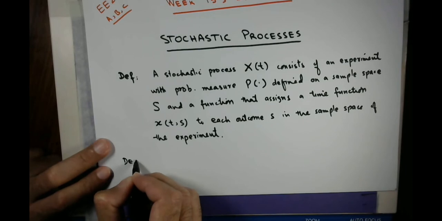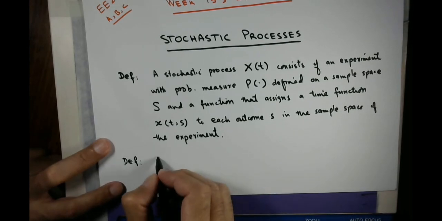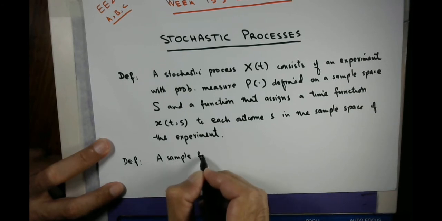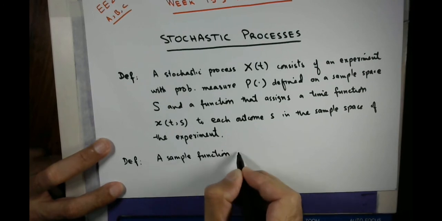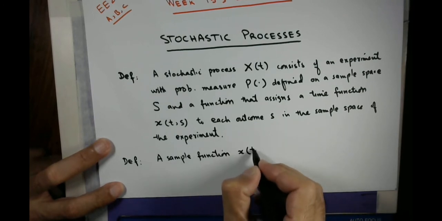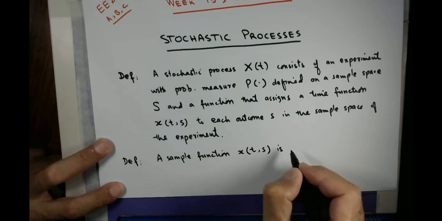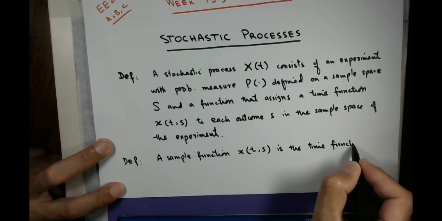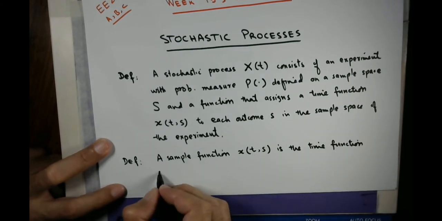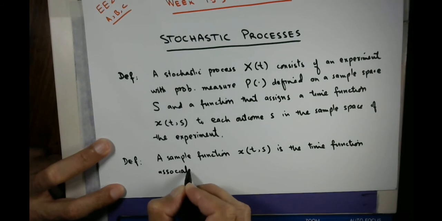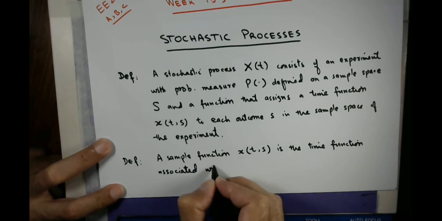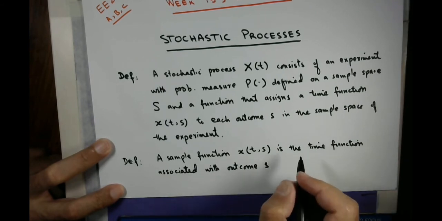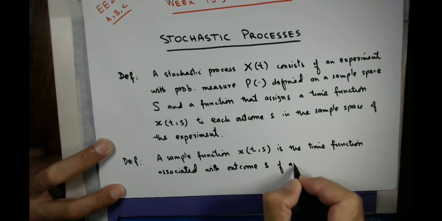So we have now another definition, which is about a sample function. A sample function x of t comma s is the time function, or call it time waveform, associated with outcome small s of an experiment.